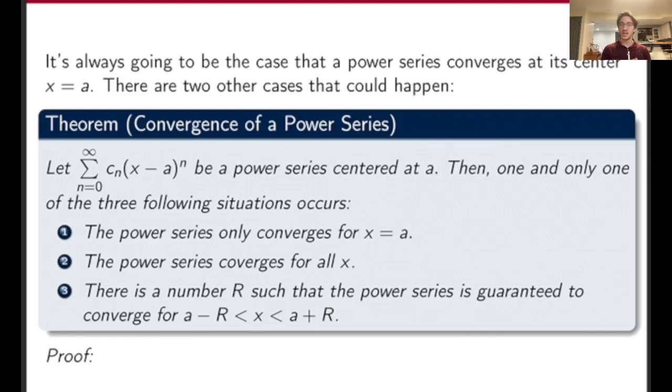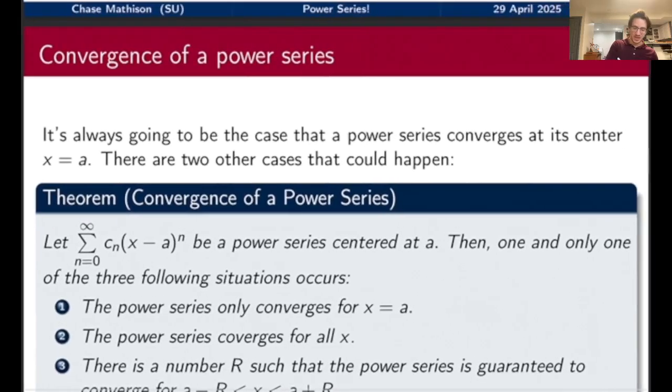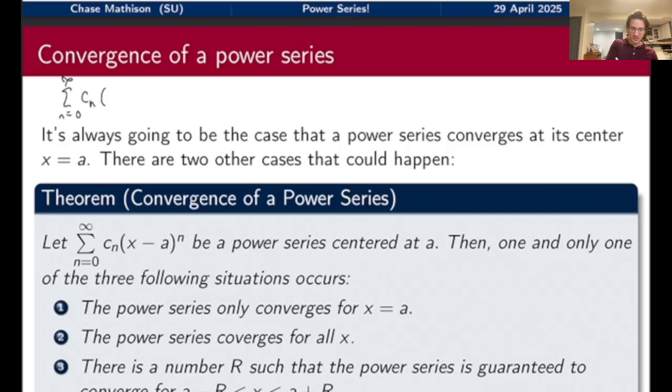If you plug in x equals a, then you'll get C0 plus a bunch of zeros, right? If I call f of x this power series, then if I look at f of a, that's the sum from 0 to infinity of Cn times a minus a, which is 0, to the n. As a reminder, we're taking 0 to the 0 to be 1.